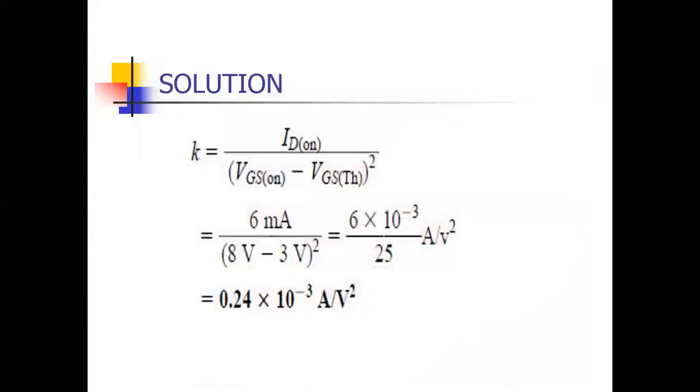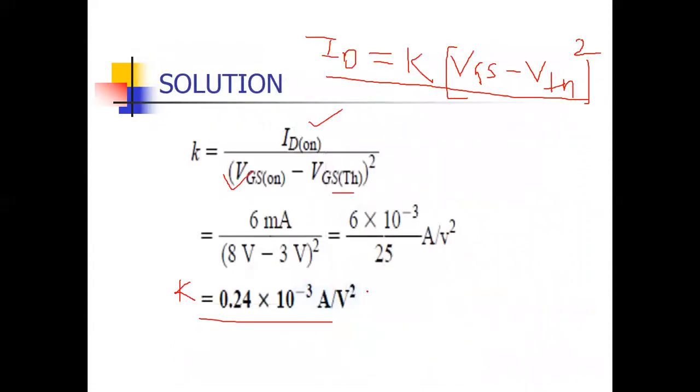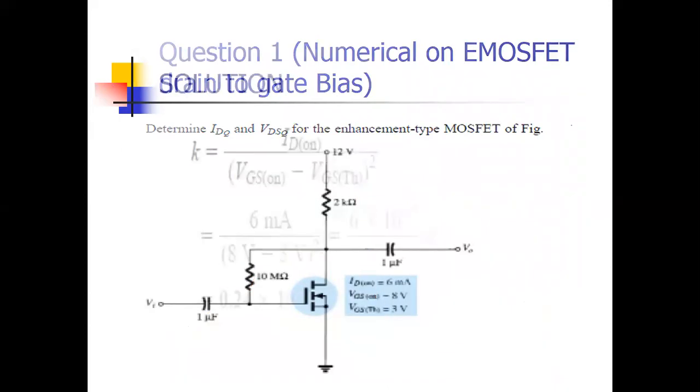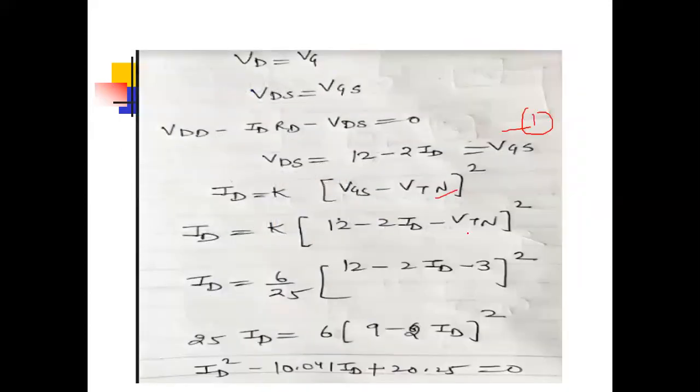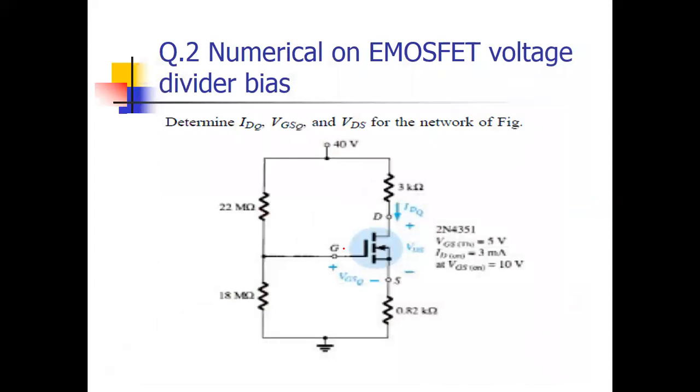So in summary, we apply one KVL here, and from this KVL, VGS equals VDS. Next, you find K and put the value of K in the equation of ID. Now we have two equations: one is the ID equation and one is VGS equals VDS. Put the value of VDS here, there will be a quadratic equation. Solve it, and you will get ID and then VGS. This was the numerical of E-MOSFET gate to drain bias.